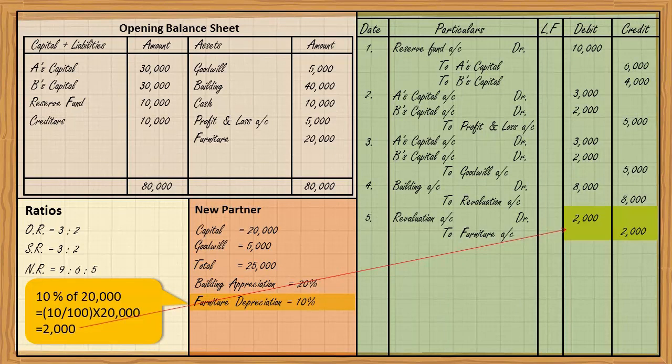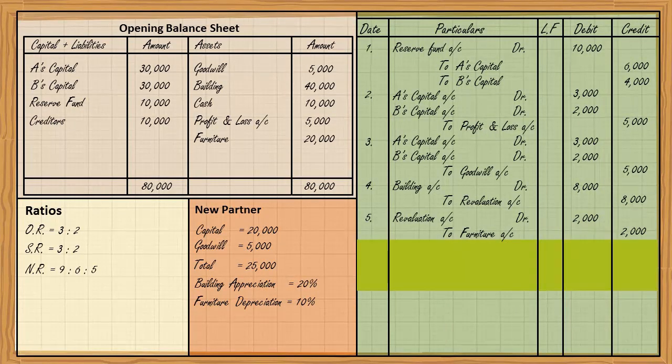Now leave the space for one journal entry because we don't know whether there is net profit or loss on account of revaluation account. When we prepare the ledger, then we'll come to know whether there is profit or loss.